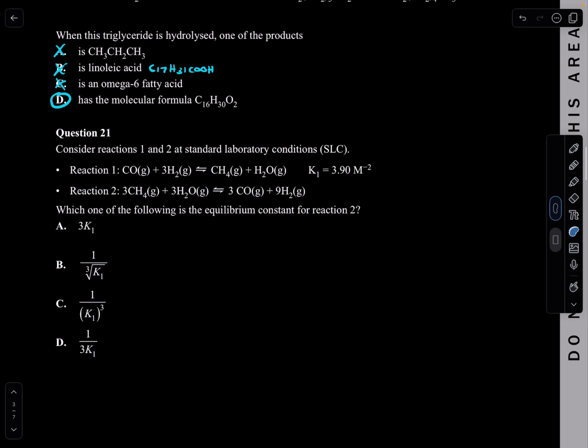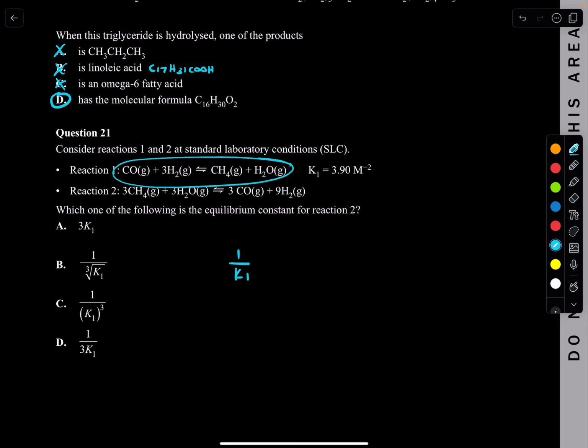Question 21. Consider reactions 1 and 2 at standard laboratory conditions. Reaction 1 has this K value, and then we have reaction 2. Which of the following is the equilibrium constant for reaction 2? One of the easiest questions, repeated every time in the exam. We can see that this whole reaction has been reversed, meaning you get 1 over K1. If you're reversing the whole reaction, you have to take 1 over K.